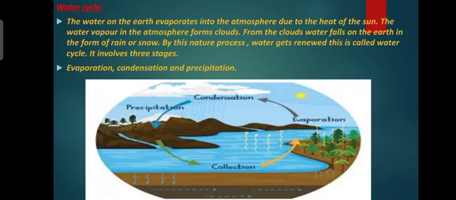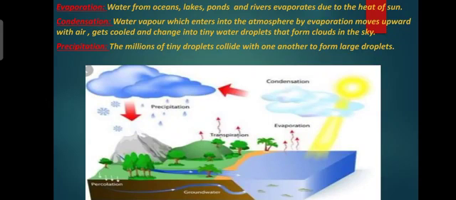Now move on to the water cycle. The circulation of water from Earth's surface to the atmosphere and back to the Earth is called the water cycle. It is a cyclical process which repeats itself again and again. The different stages of the water cycle are as follows. First one, evaporation. Second one, condensation. Third one, precipitation.